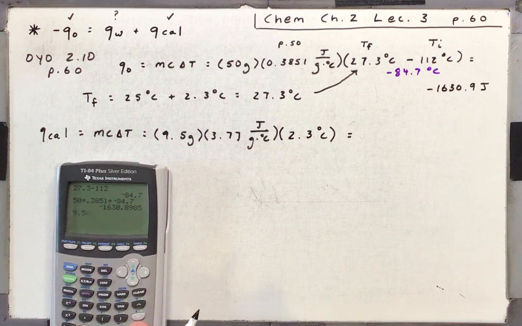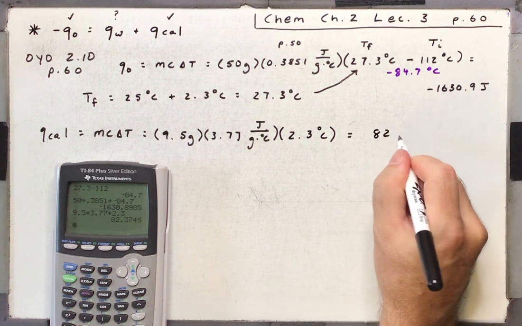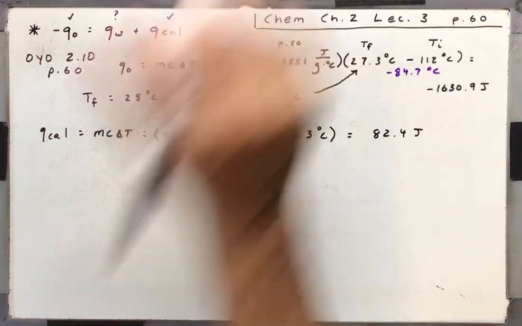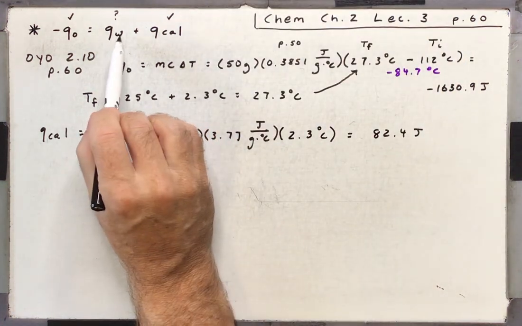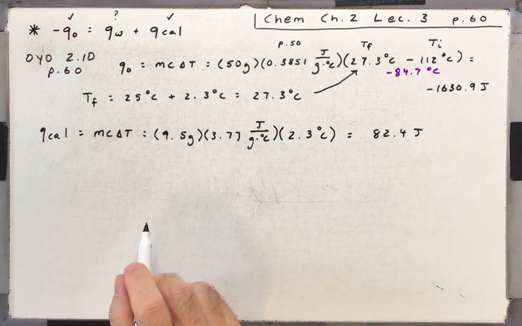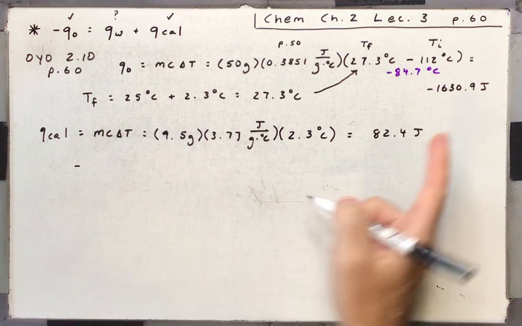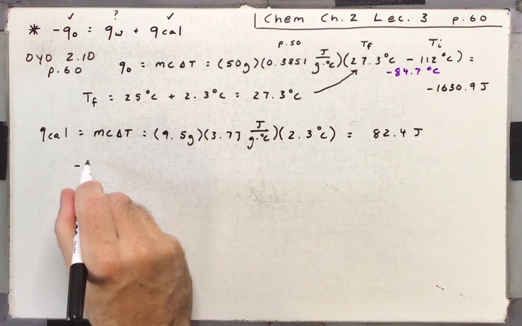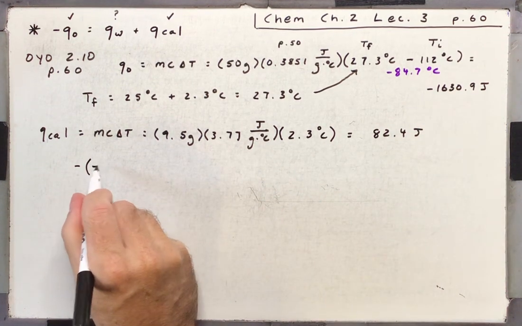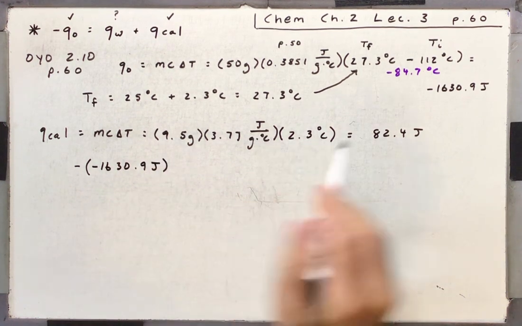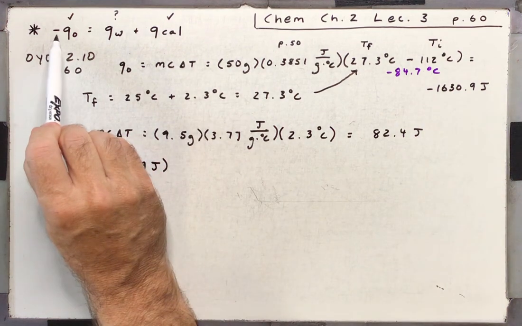So 9.5 times 3.77 times 2.3. So that's 82.4 joules. Okay, now we can get the Q of the unknown liquid. All right, I'm calling it water, but the unknown liquid. So I have minus Q of the object. So that would be minus 1630.9 joules. Remember, the Q of the object's negative, but we have minus Q of the object.